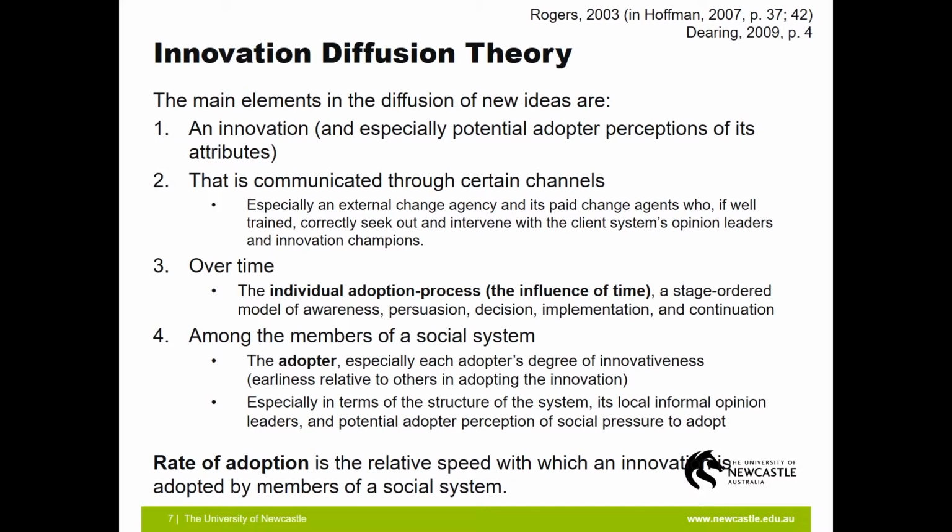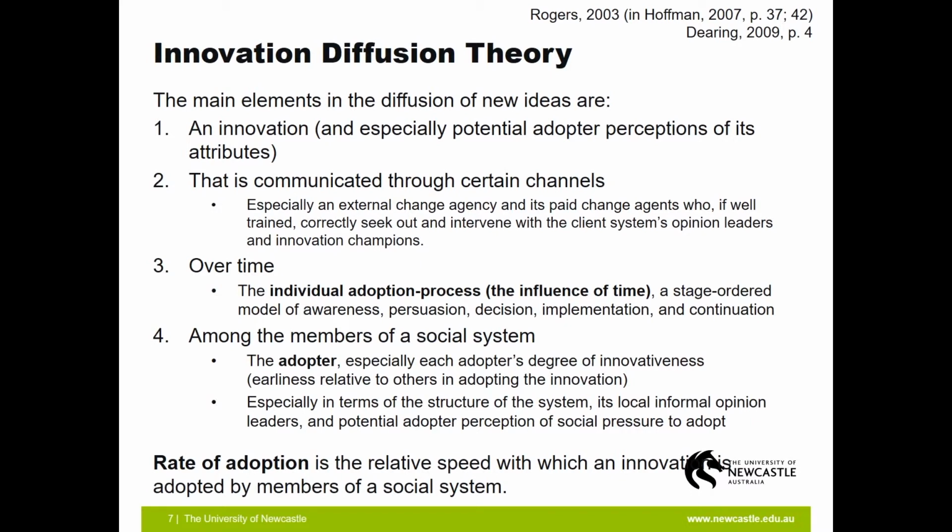Point 3 there, so diffusion happens over time. It doesn't necessarily happen instantaneously. So we'll look at what we call the individual adoption process, which happens over time and basically sets out a few stages that people will go through in the adoption process, what we will term awareness, persuasion, decision, implementation and continuation, so whether people continue on with an innovation or end up rejecting it.